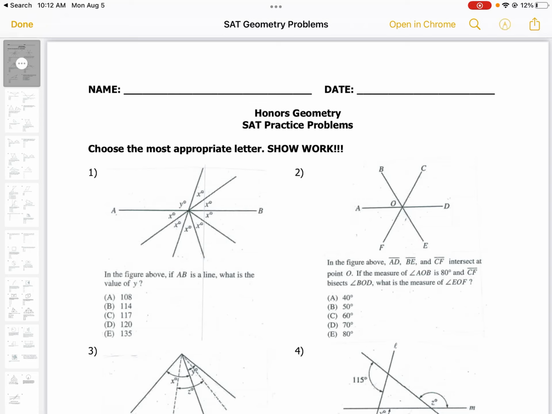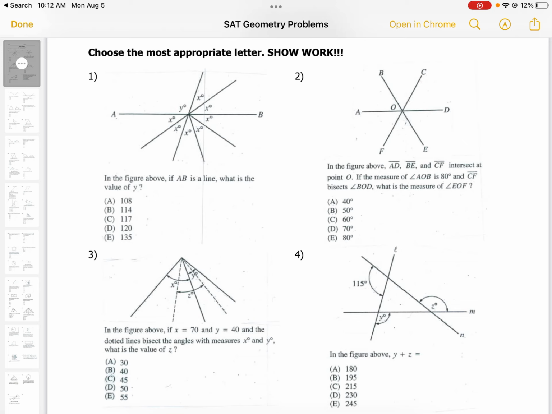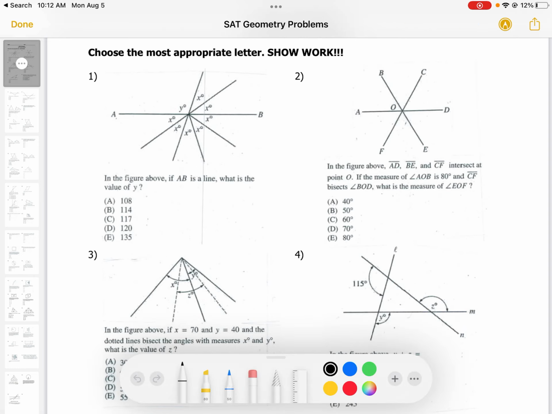Geometry is one of the trickiest subjects on the SAT math section, so I thought it'd be a good idea to just completely flesh out all the core concepts in this video. And we're going to do that with some practice problems. Number 1. In the figure above, if AB is a line, what's the value of y?